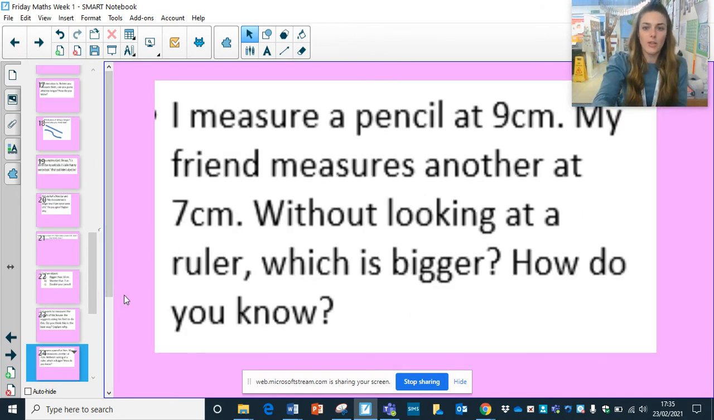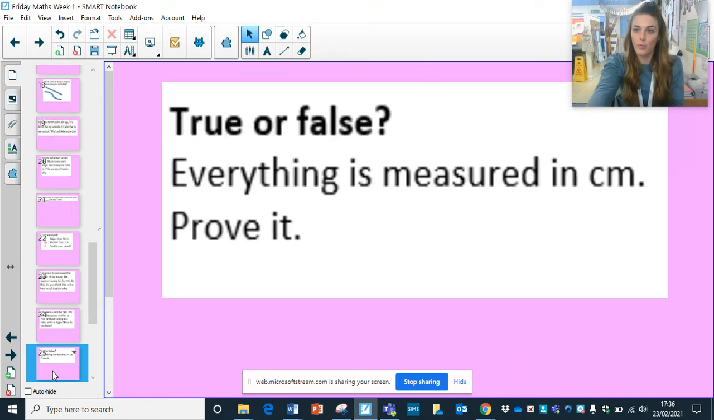Here's another one. I measure a pencil at 9 centimetres. My friend measures another at 7 centimetres. Without looking at a ruler, which is bigger? How do you know? Again, it's asking you how you know. It's not a true or false. Everything is measured in centimetres, but now it's asking you to prove it. So again, just like explaining your answer, it wants you to prove your answer, why you've chosen true or false, and how you know.